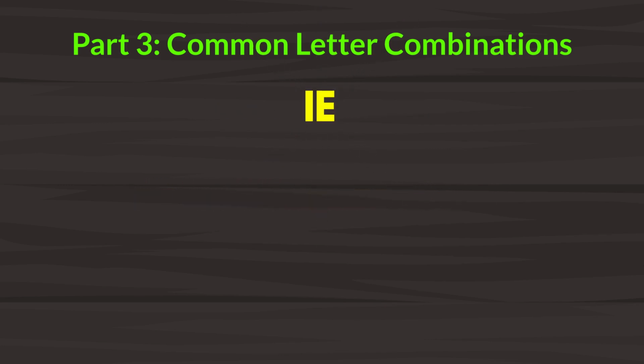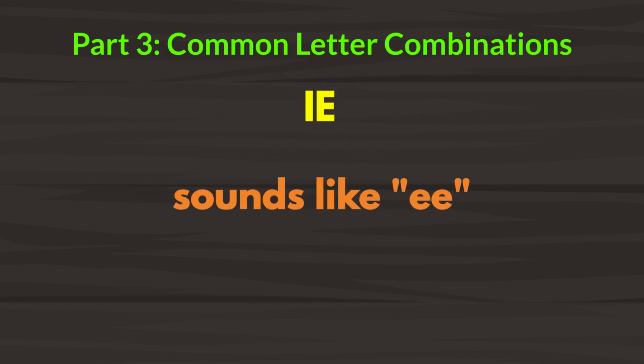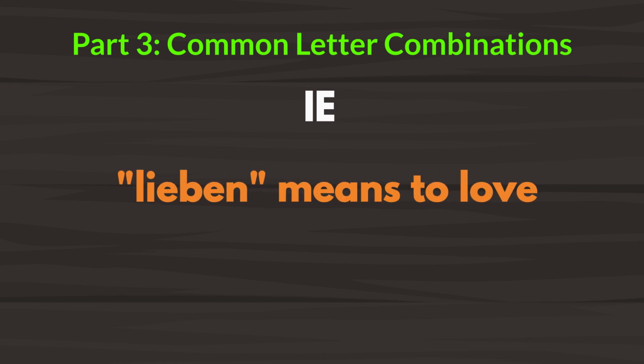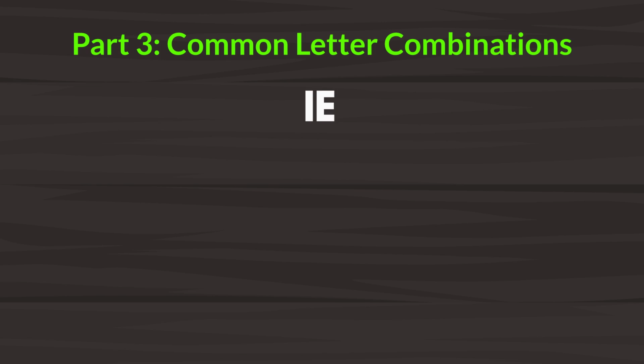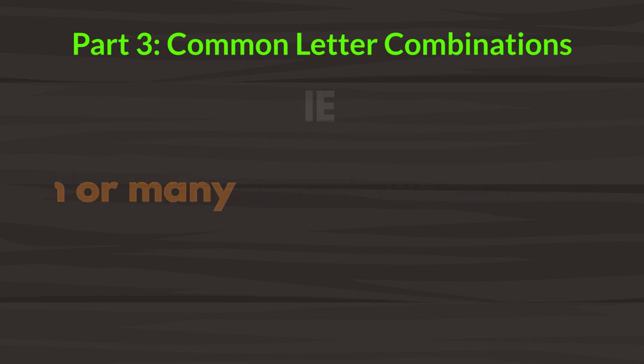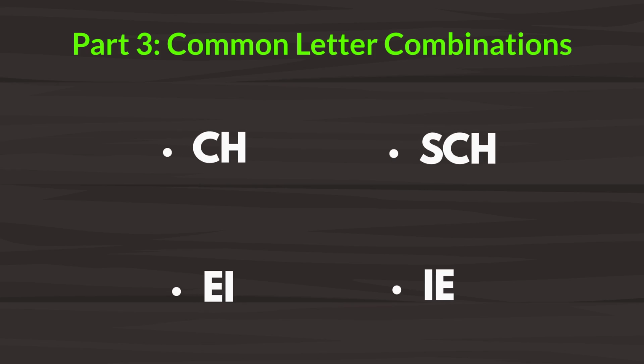The next is IE, which sounds like "ee". For example, lieben means to love. Another one would be viel, which means much or many. Getting these combinations right will help your German sound natural.